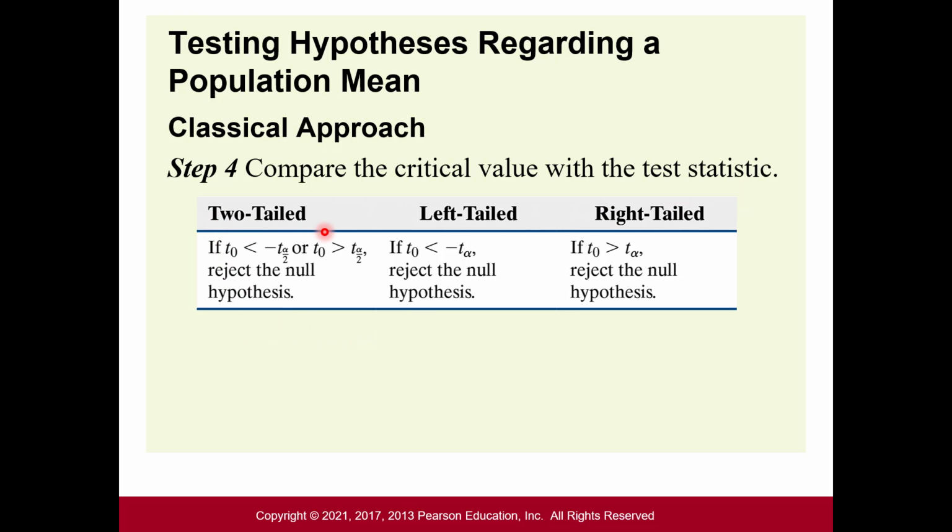With the two-tailed test, we're trying to figure out if our test statistic T0 is less than the negative critical value or greater than the positive critical value. On the left-tailed test, if T0 is less than our critical value, and on the right-tailed test, if T0 is greater than our critical value. In all those cases, we would reject our null hypothesis. If those were not true, we would say that we don't reject the null hypothesis. Remember, we don't say we accept it, we just say we don't reject it. And then step 5 is to state our conclusion.